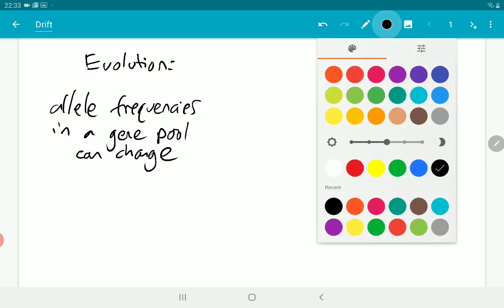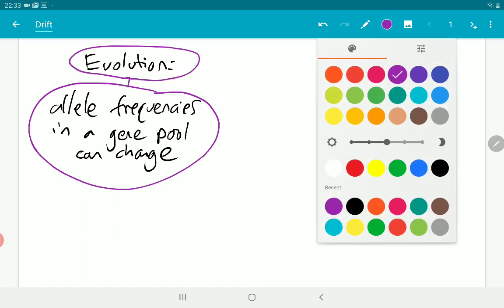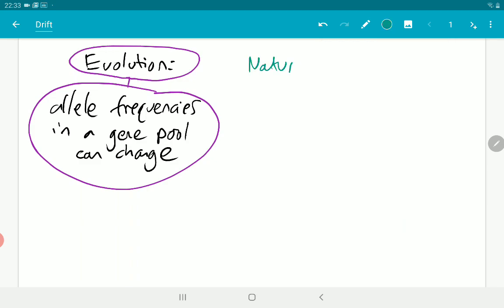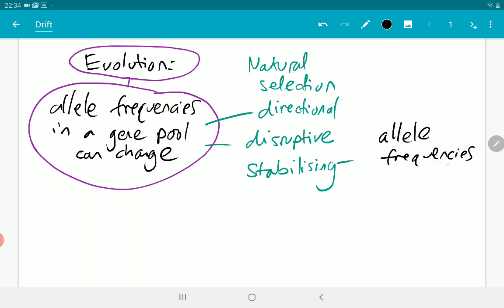Now, that can happen because of natural selection. So natural selection can cause this. It could be directional selection, could be disruptive, could be stabilizing. But of course, if it's stabilizing, allele frequencies don't change, and so that's not evolution. It is natural selection, but it's not evolutionary because allele frequencies remain constant.